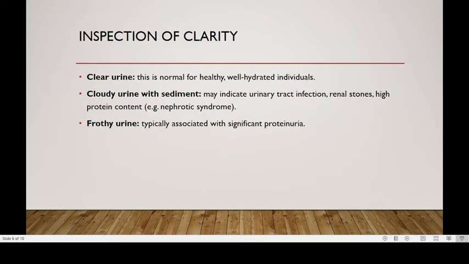Then next is inspection of clarity. Clear urine is the normal for healthy, well hydrated individual. Cloudy urine with sediment may indicate urinary tract infection, renal stones, high protein content, for example in case of nephrotic syndrome. Frothy urine typically associated with significant proteinuria.